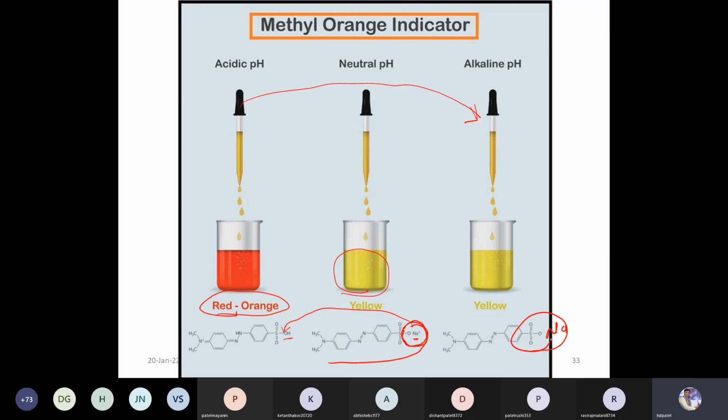So if it is an SO3Na, then this color. If it is in a form of SO3H, then this color. So we can say it's showing two colors in different pH.